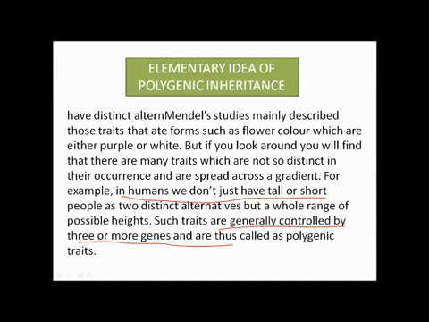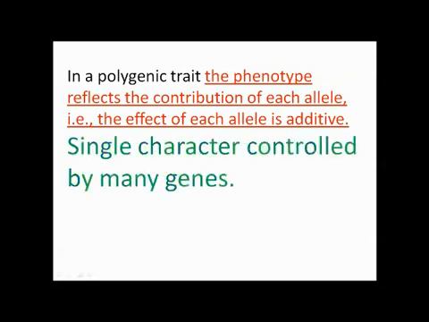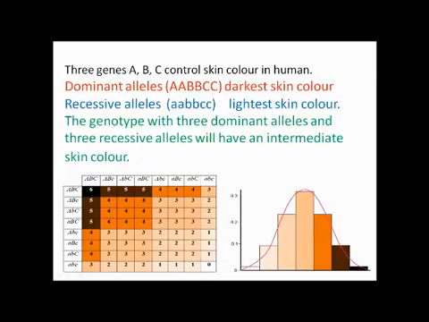Poly means many and genic means genes. Many genes are controlling a single trait. So in a polygenic trait, the phenotype reflects the contribution of each allele, that is, the effect of each allele is additive. Single character controlled by many genes. To remember this, we can remember it with this phrase: a single character controlled by many genes. The best example of this is skin color in humans.